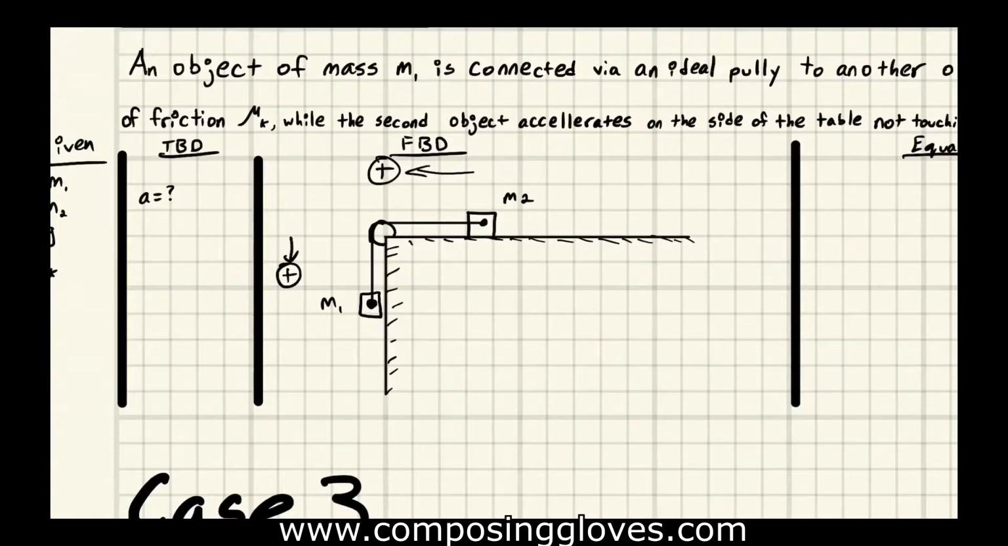Let me also draw this. I do this to let people know this is a surface. Okay, so let's draw our helper axes. So we draw an x-axis parallel to the table. That's x. We have y. There's y. Okay.